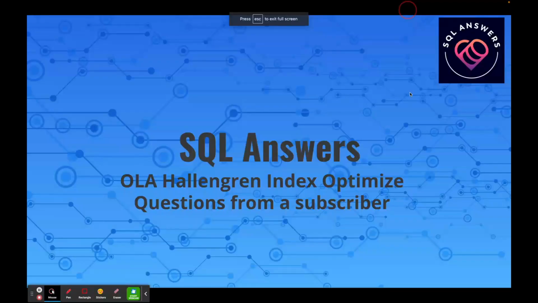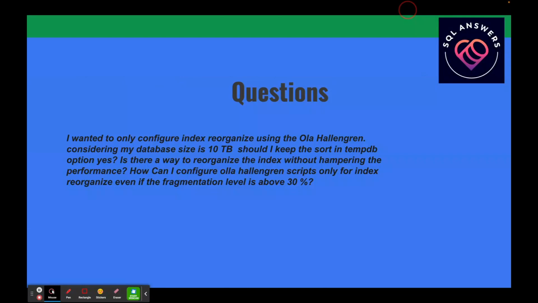In today's video, I want to go over a few questions that came in from a subscriber regarding the Ola Hallengren IndexOptimize procedure and some very specific questions regarding usage. So here are the questions. I wanted to configure index reorganize using Ola Hallengren. Considering my database size is 10 terabytes, should I keep the sort in TempDB option set to yes? The next question was, is there a way to reorganize the index without hampering performance? And the last question is, how can I configure Ola Hallengren scripts for only index reorganize, even if the fragmentation level is above 30%? So let's dig into it.